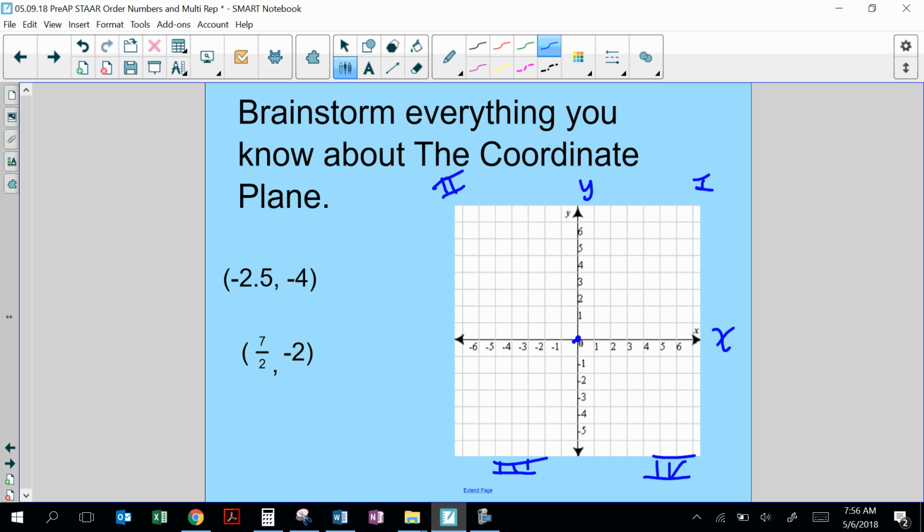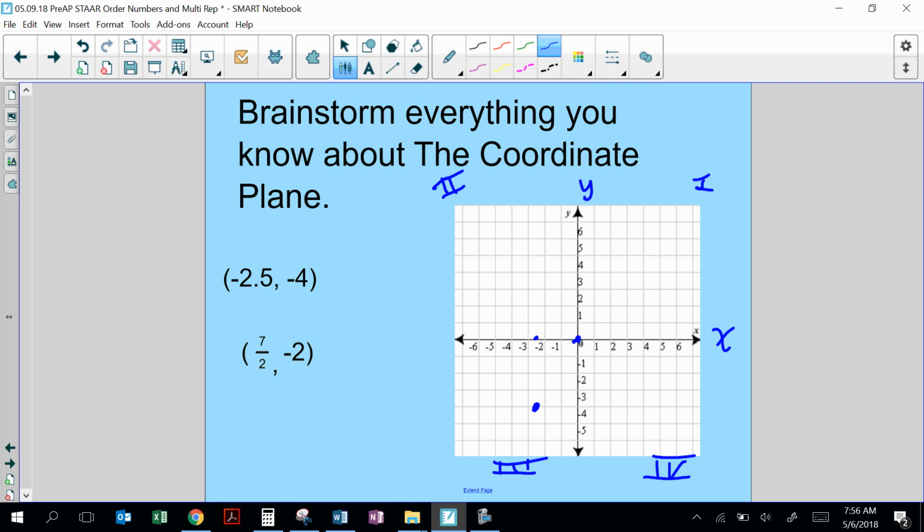Welcome back. So where did you put this? Where do you think it goes in? Hopefully you said it goes in quadrant 3. So starting at the origin, I go to -2.5, between -2 and -3, and -4 means I go down, so it goes right, 2, 3, 4, right here. This is where it goes. Next one, 7/2, comma, -2. So you may want to pause it and give students opportunity to find which quadrant this goes in.